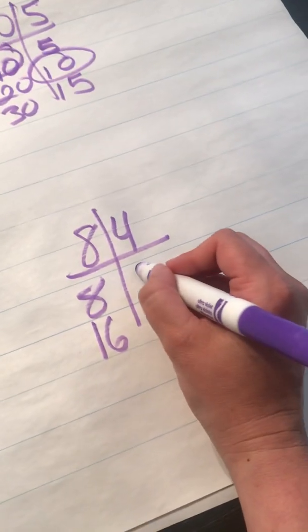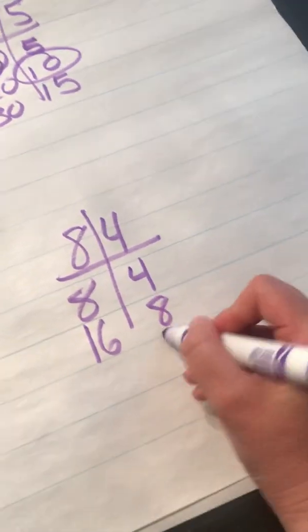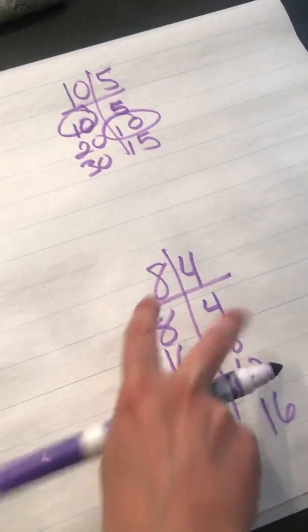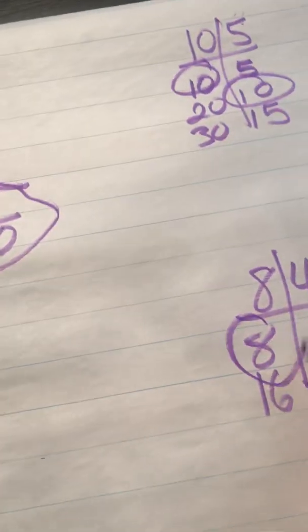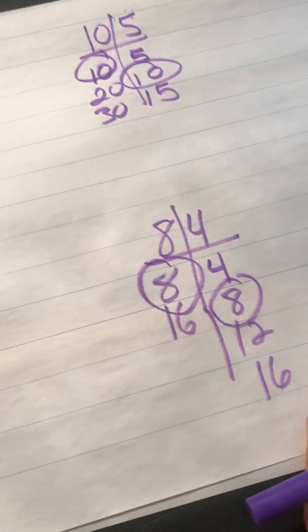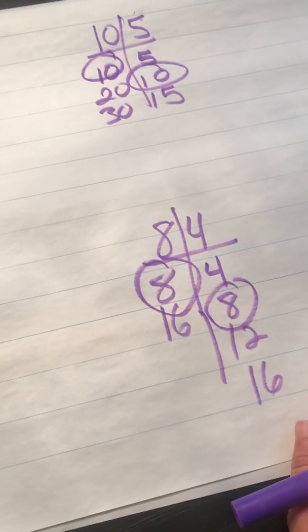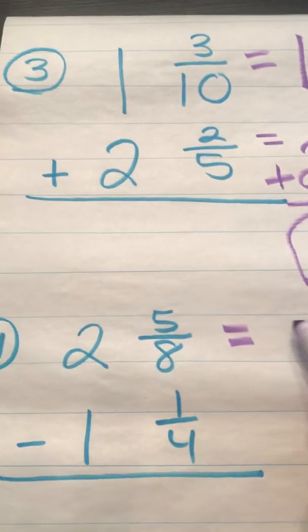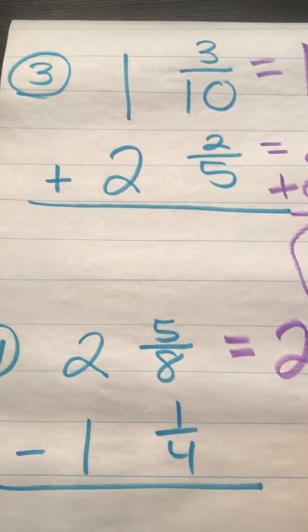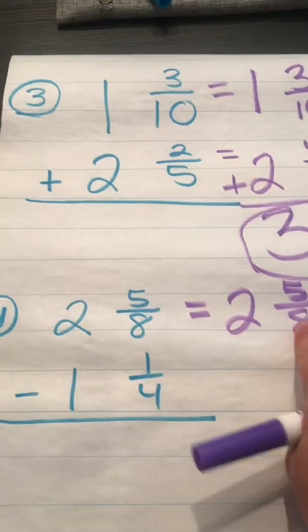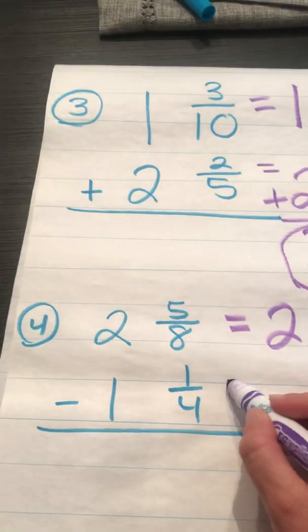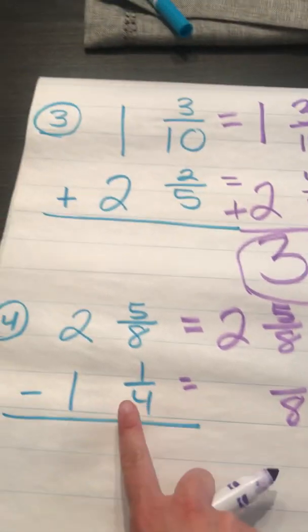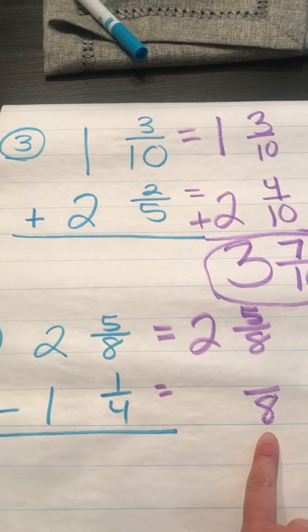8, 16, I'm going to stop right there. 4, 8, 12, 16. Okay, 16 and 8 they have in common. But I want the smallest number, so I don't have to do much simplifying. The smallest number is 8. Okay, so 2 and 5/8 gets to stay 2 and 5/8 because 8 is already the denominator. Now I'm going to change 1 and 1/4. The new denominator is 8. So 4 times what is 8?